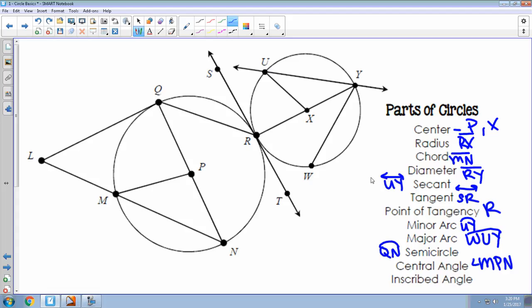And last but not least, an inscribed angle. We have one here at M, here at Q, you have one at U, or at Y. You have a couple different options here. If I go up here, I could pick angle RYW, and that would work perfect. There are a ton of options, though, here as well.